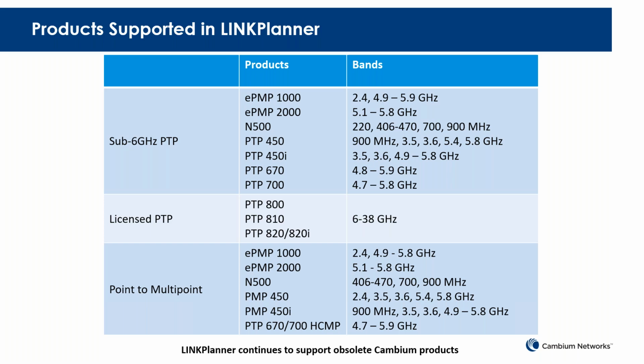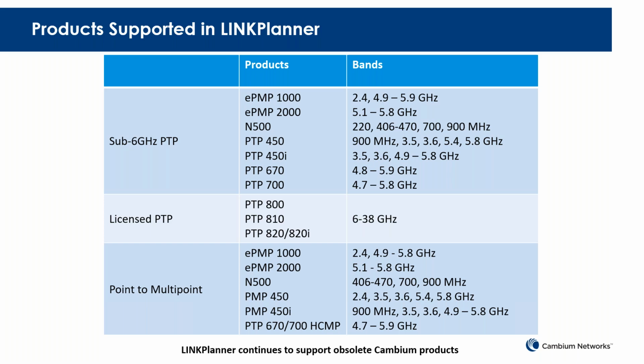Then if we go up in the slide, we've divided the point-to-point products into sub 6 gigahertz and also licensed. And you can see the sub 6 gig, it's similar: ePMP, the 450, 670, 700, and then also CN Reach. And then finally, we support PTP 820 products primarily.